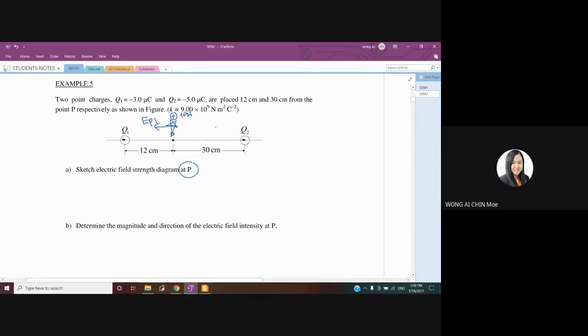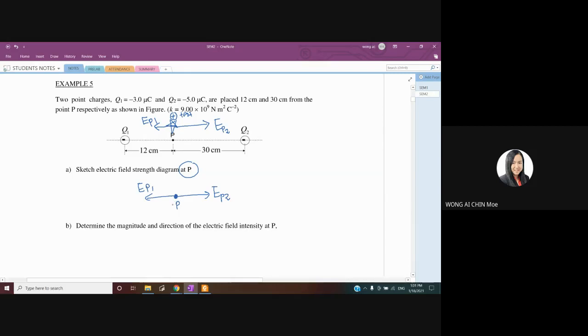Now we have another point charge that also gives influence. So positive test charge, negative point charge, it will also attract to the right, E at point P due to charge 2. So at point P, you will experience 2 electric fields. We can draw at point P, EP2 and also EP1. This is point P.